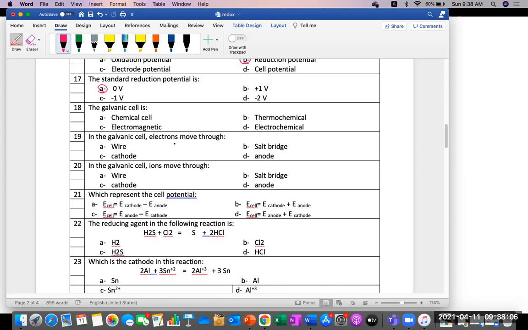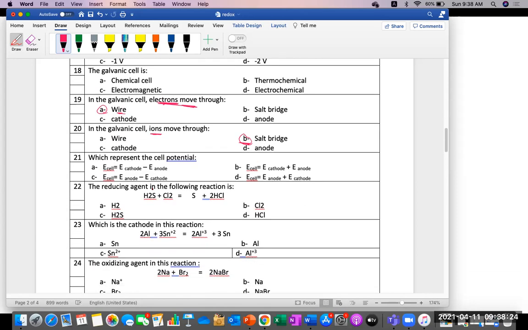In galvanic cells, the electrons will move through the wire, and the ions will move through the salt bridge, and we need to check here. If we're talking about electrons, it will be moved through the wire. If we're talking about ions, it will be moving through the salt bridge, which represents the E potential. Here you ask about the formula. The formula for the cell potential, E of the cell, will be equal to E cathode minus E anode.